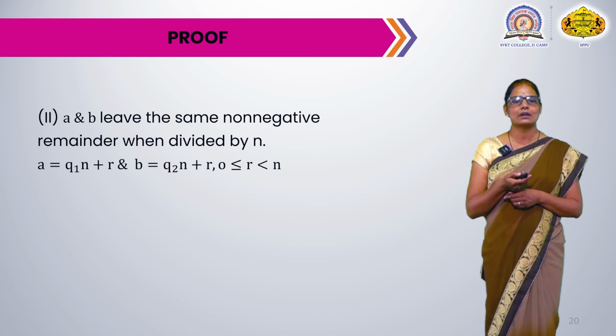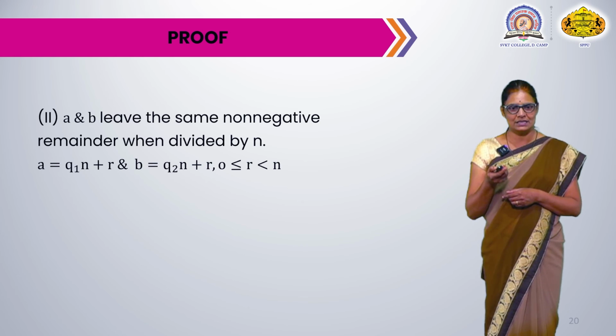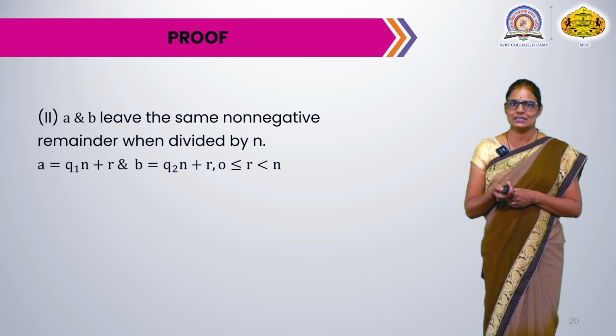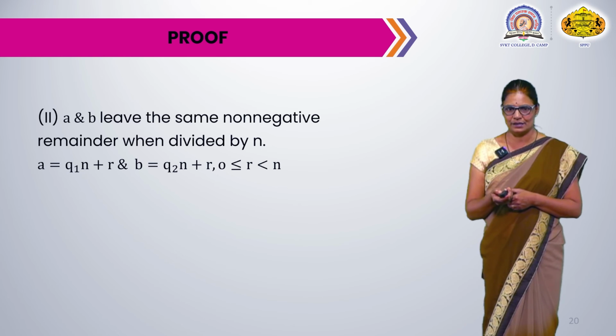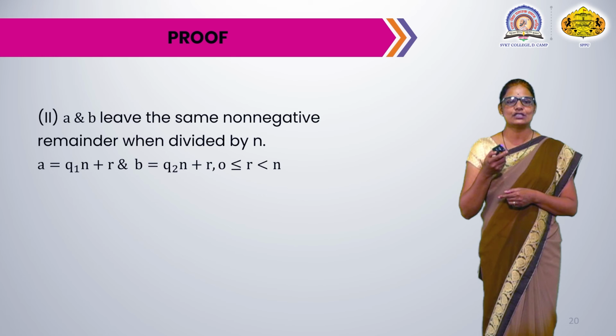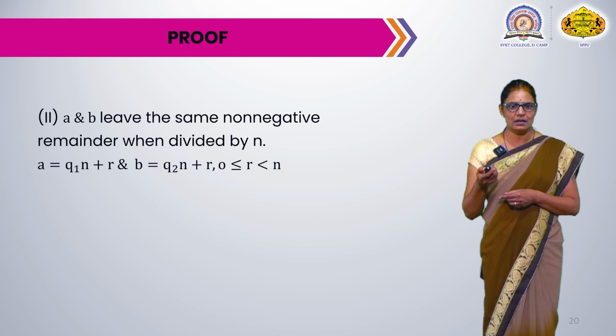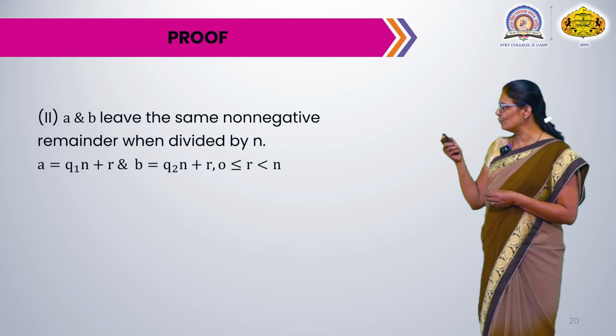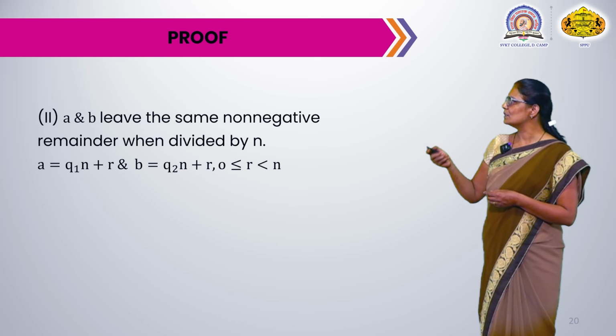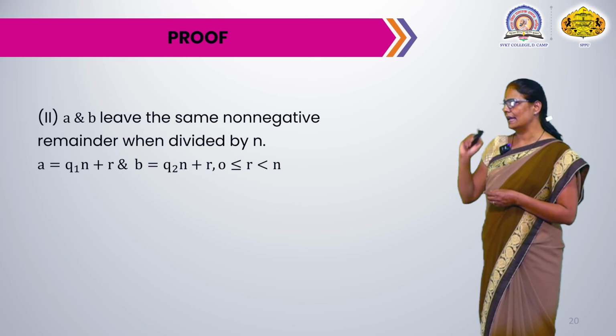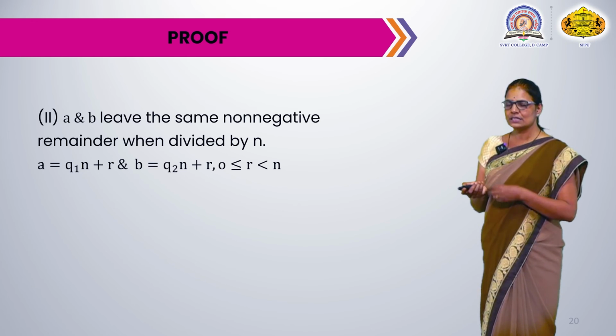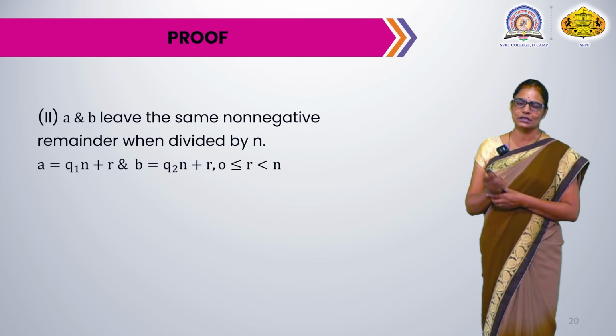Suppose the quotient for A is Q1, the remainder is R, and for B the quotient is Q2 and the remainder is the same R. So A can be written as Q1 n plus R, and B can be written as Q2 n plus R, with 0 less than or equal to R less than n. This is because of the division algorithm.